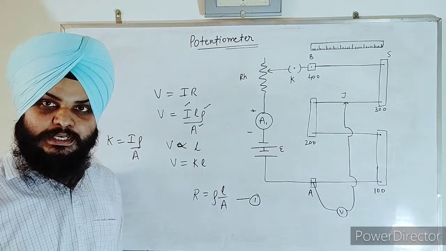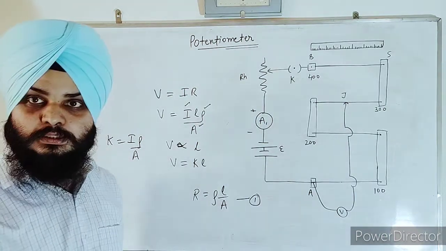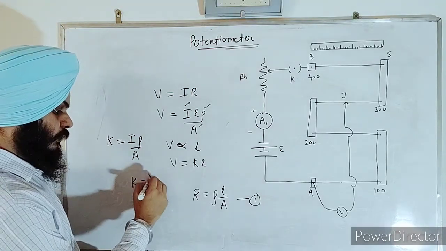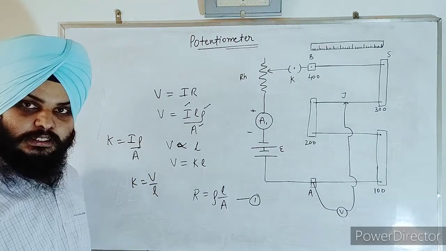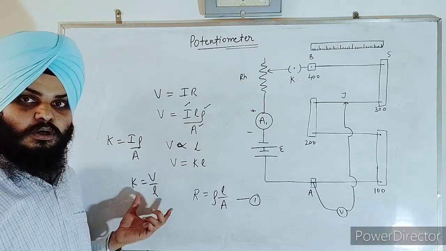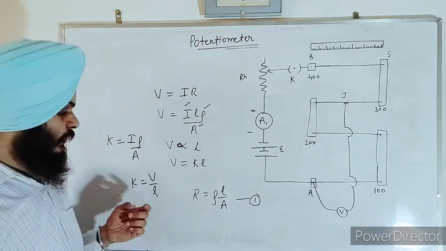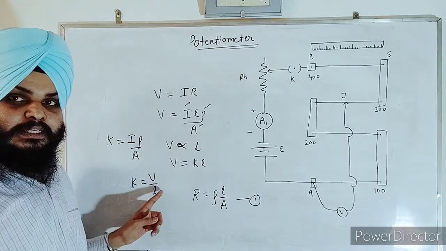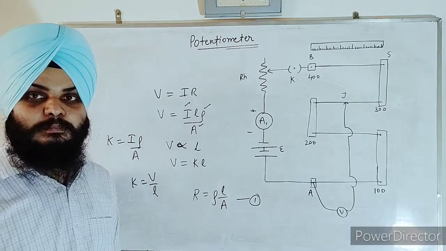or potential gradient across the wire, and is given as K is equal to V upon L. Remember, we have learned earlier that whenever we divide a quantity by a length of a substance or some distance, that becomes a gradient. So potential divided by length means potential gradient, which is equal to K. So remember this term.